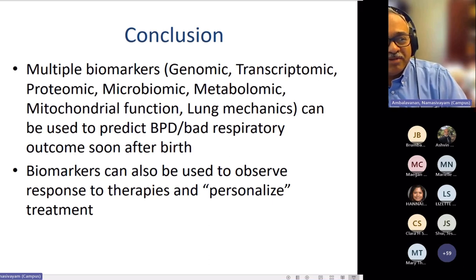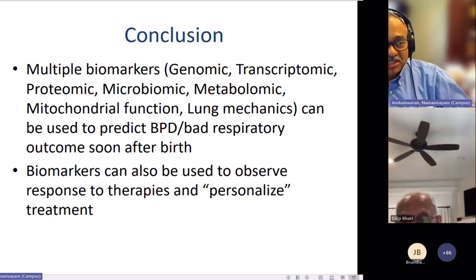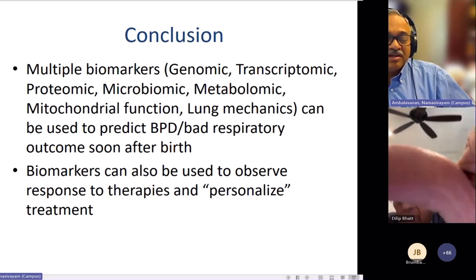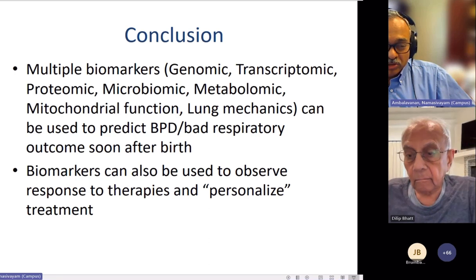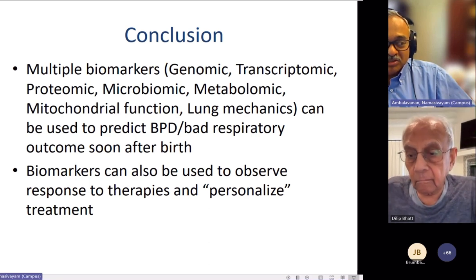So in conclusion, multiple biomarkers are there: genomic, transcriptomic, proteomic, microbiomic, metabolomic, lung mechanics, mitochondrial function, and so forth. So they can be used to predict BPD or bad respiratory outcomes soon after birth, or actually at the time of birth. You can predict which infants are going to develop BPD or pulmonary hypertension soon after birth. But it's also important to know that these can also be used to observe response to treatments.